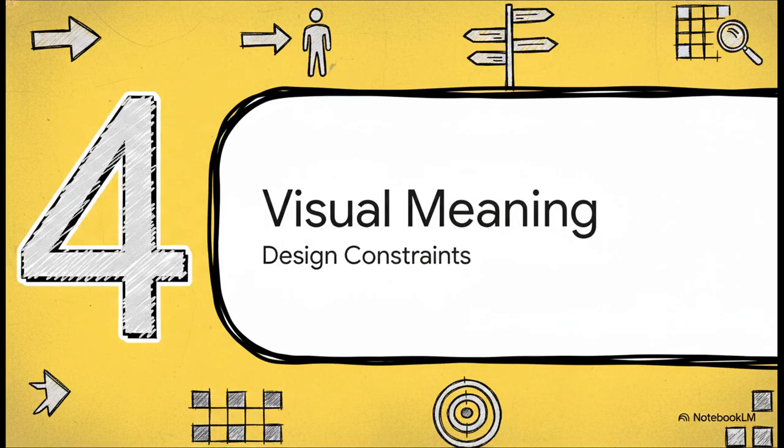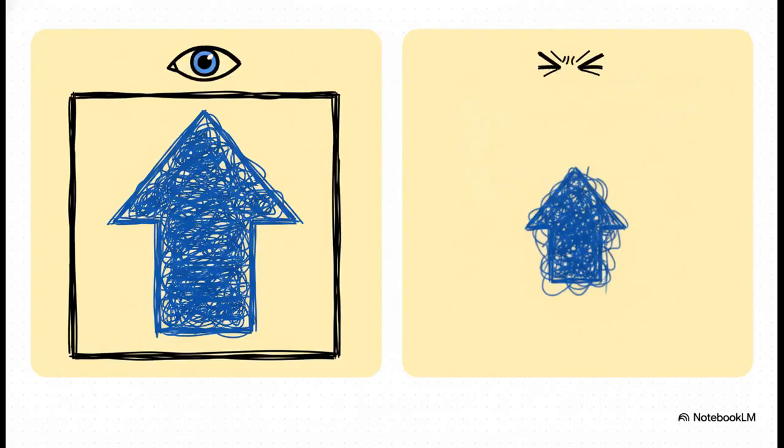Which brings us to Section 4, Elements of Visual Meaning. So, when they're tracing out those vectors, students have to heavily consider the relationship between positive and negative space. Positive space is the actual subject of the symbol, like, say, the arrow itself. Negative space, on the other hand, is the background area surrounding it. And the brief explicitly tells students to focus on this balance.